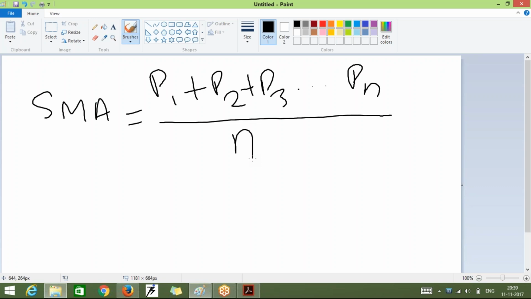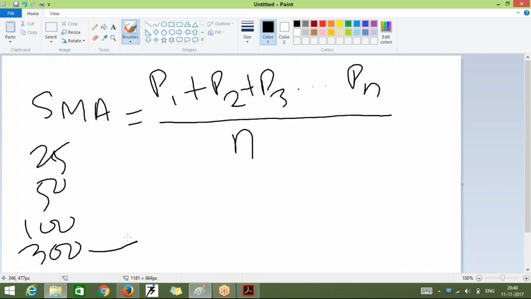We have many kinds of SMAs available, like we have a 25 period SMA, a 50 period SMA, 100 period SMA, and that goes on. But if it's 300 period, normally we do not take more than that. Whenever we have to use periods such as 300, we take weekly SMAs of shorter duration.